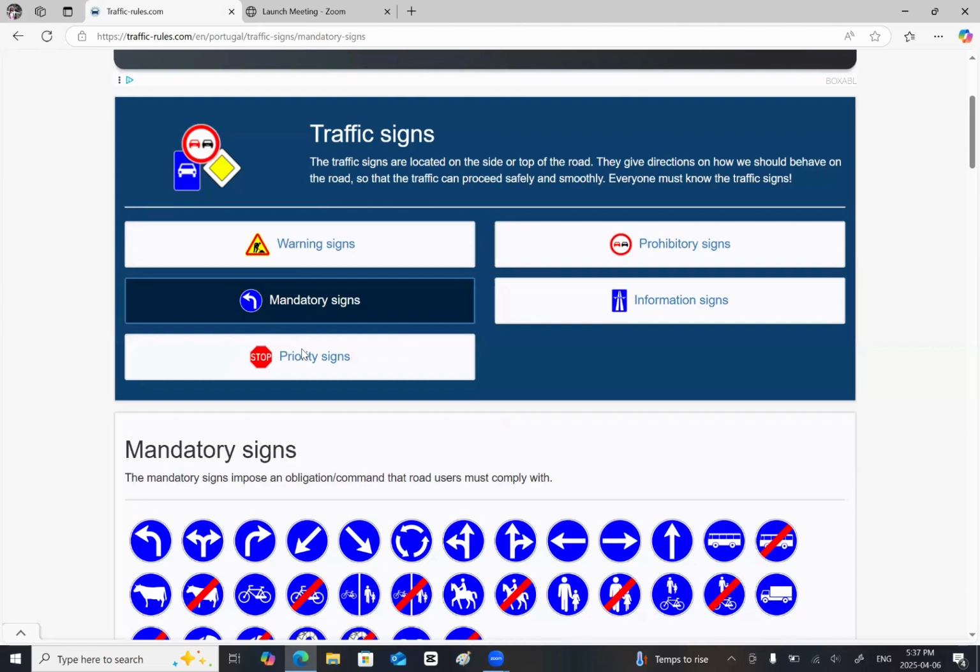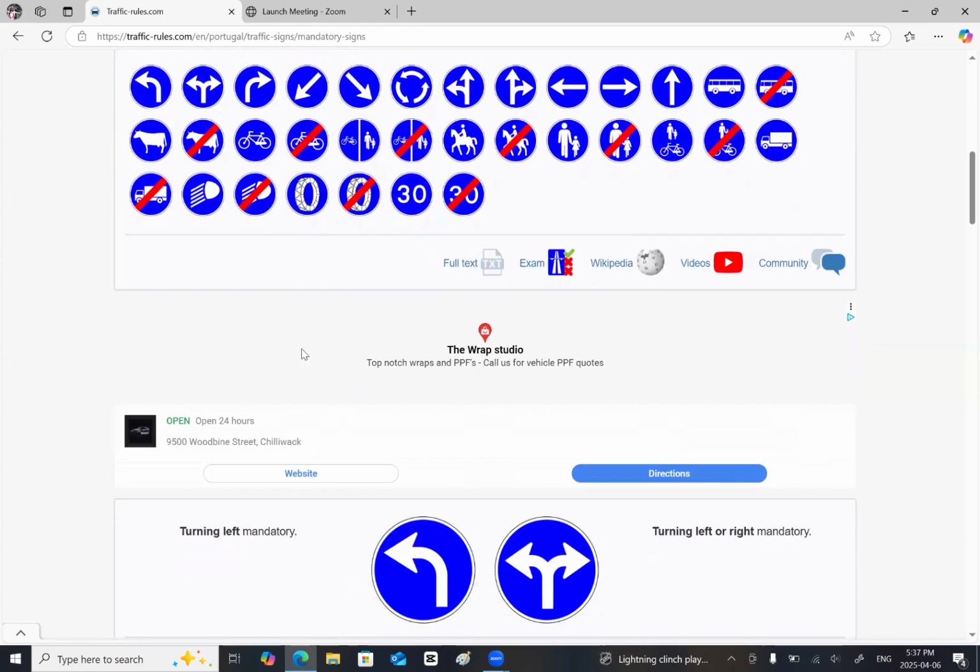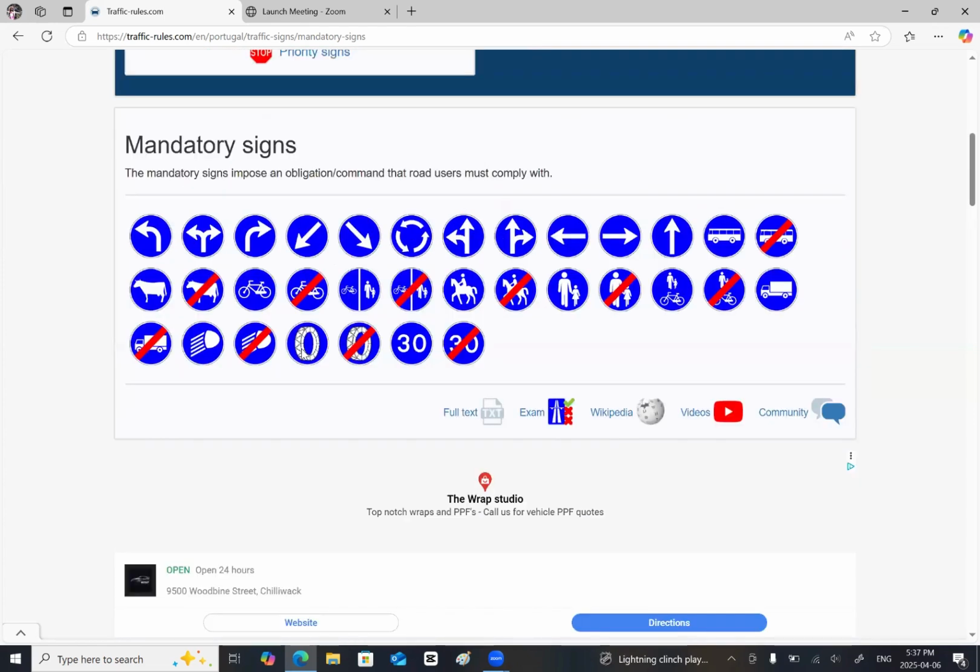Today you are going to learn more about mandatory signs in European countries, or in Portugal. The mandatory signs impose an obligation, a command that road users must comply with. Right? You have to be familiar with those mandatory signs, and you have to understand them.